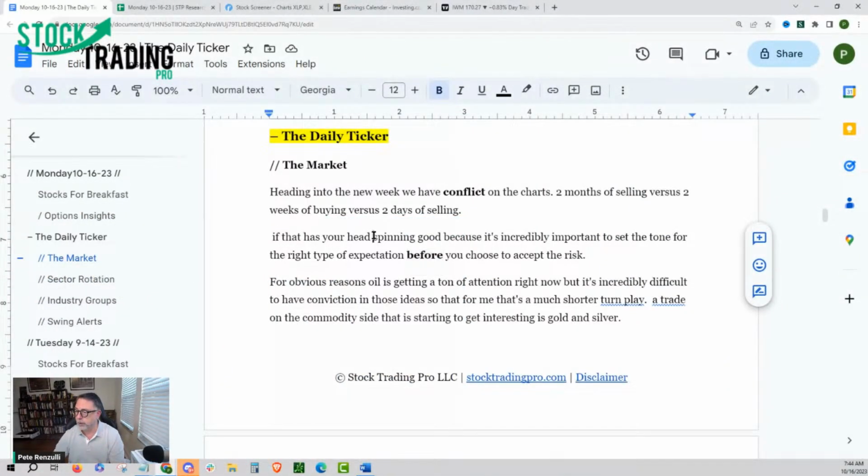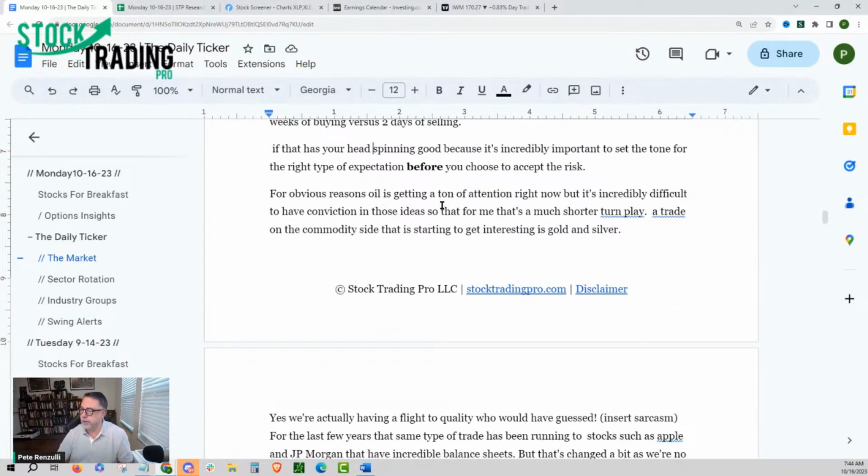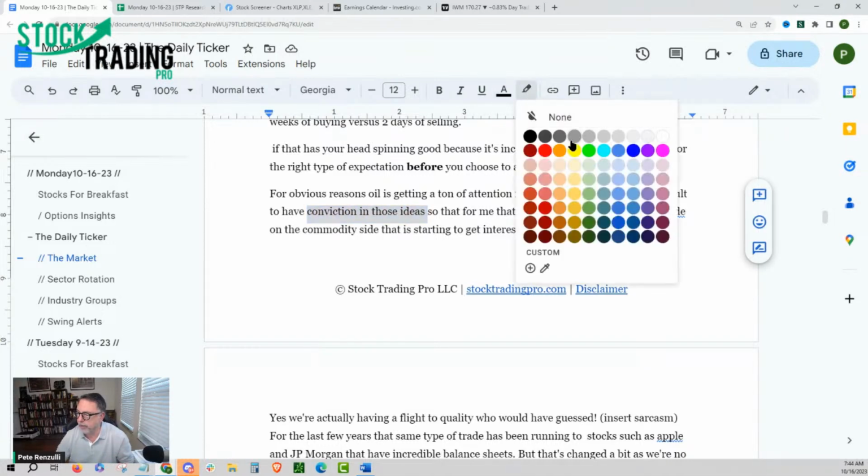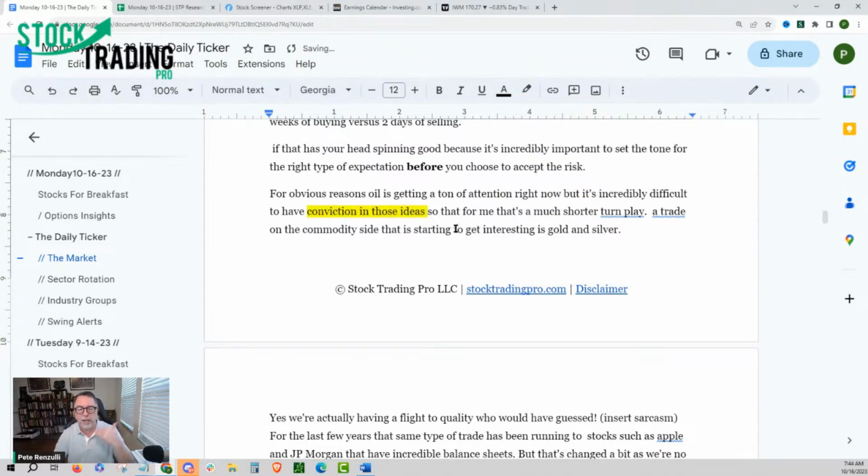So let's move over and actually take a look at what that means, okay? For obvious reasons, oil is getting a ton of attention right now, but it's incredibly difficult to have conviction in those ideas. So you see how we keep bringing it back to conviction? Everything we do in trading is about stacking all of those pieces together to have conviction if we should be getting involved in the first place. And if we do, what does that mean for harmony versus conflict? All right. So that for me means much shorter term plays right now.